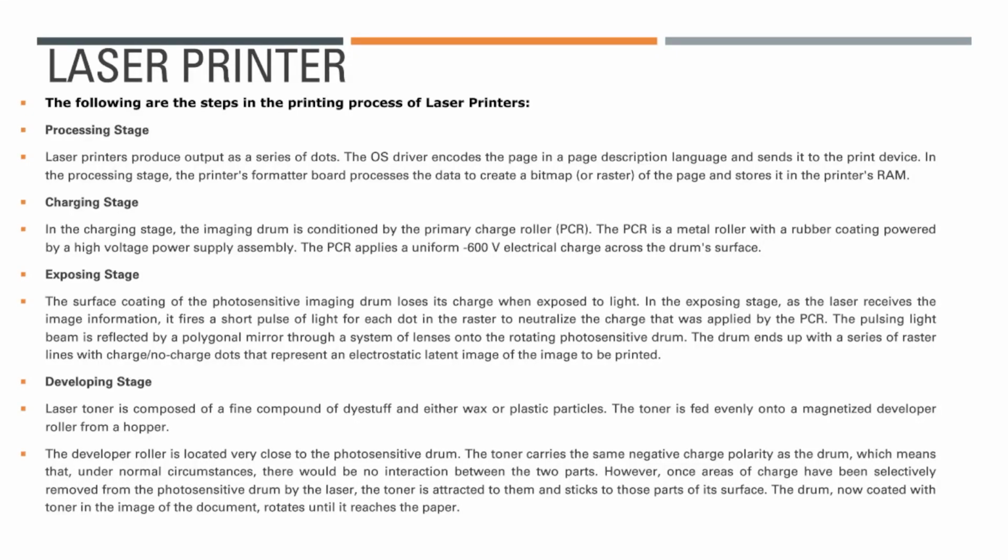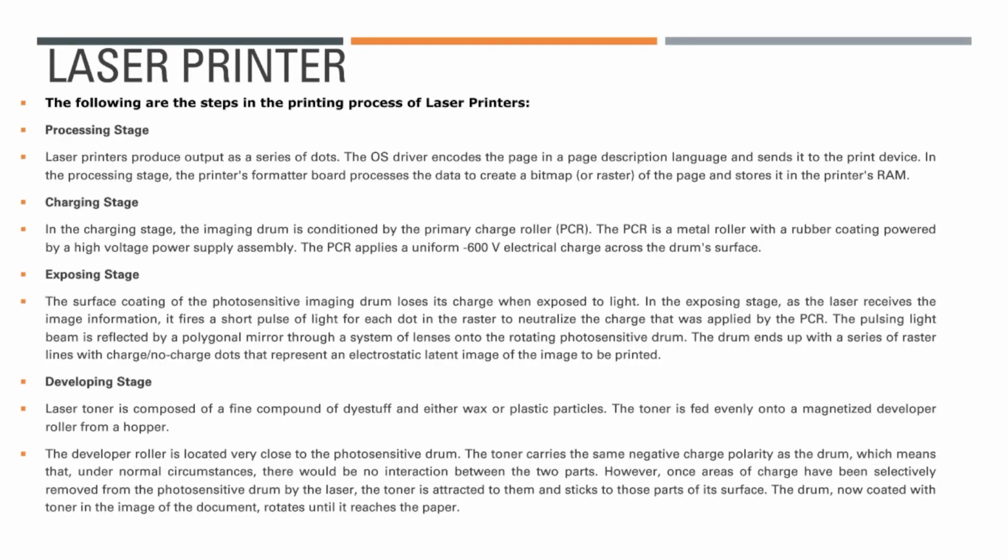Charging stage. In the charging stage, the imaging drum is conditioned by the primary charge roller, PCR. The PCR is a metal drum roller with a rubber coating powered by a high voltage power supply assembly. The PCR applies a uniform 600 volt electrical charge across the drum's surface.